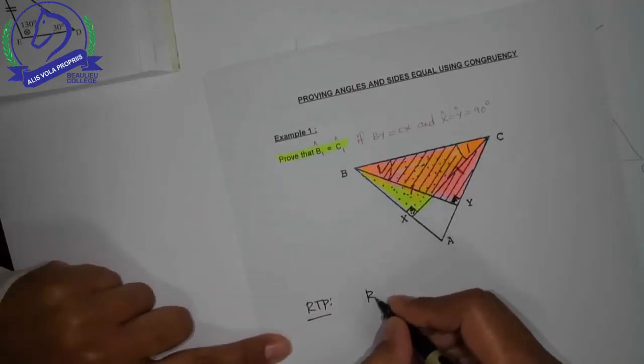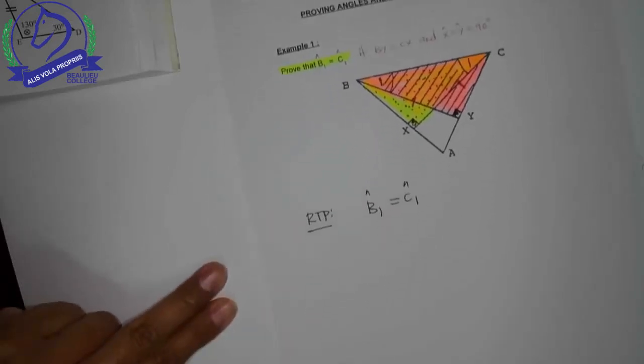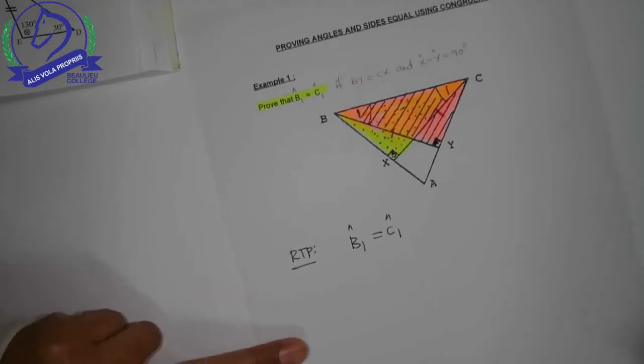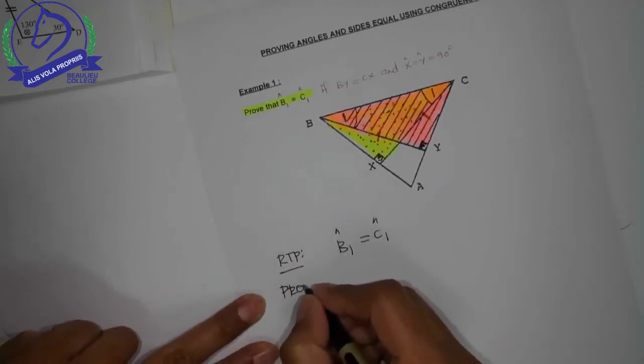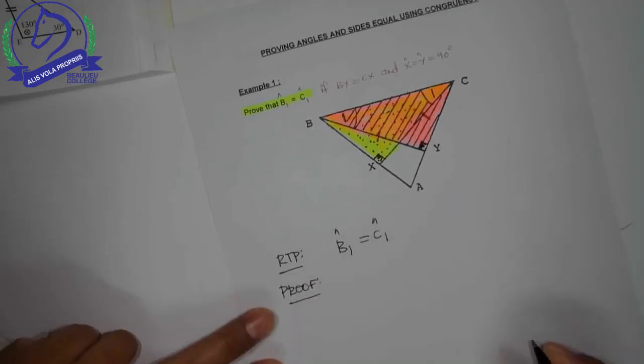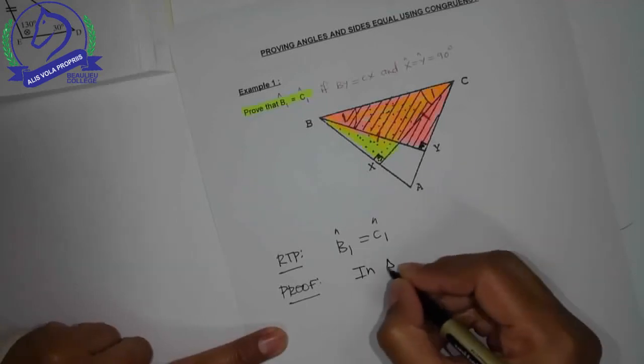So what is required to prove is B1 is equal to C1. They're not asking us to prove congruency, you have to know. So this is an application question of congruency. Okay, proof. Okay, so I'm going to prove congruency. And because I'm going to prove congruency, I'm going to write it down like I would.